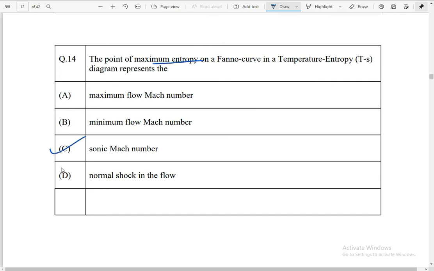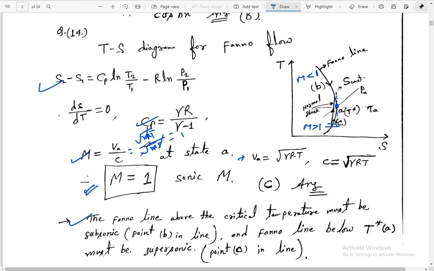Actually, this is the point where there is the maximum entropy. After that, see, here it is increasing up to a maximum and then this is decreasing. So this is the maximum entropy. So at the point of maximum entropy we will get M equal to 1.